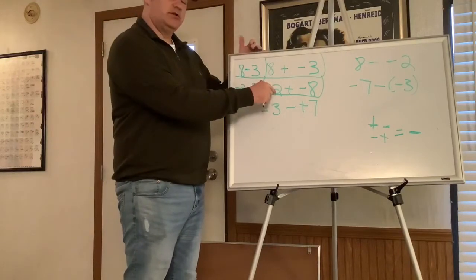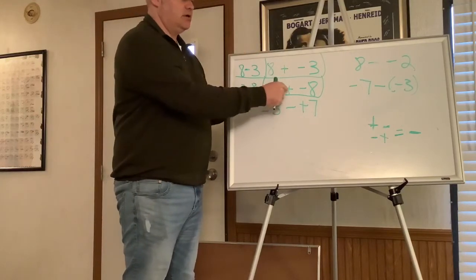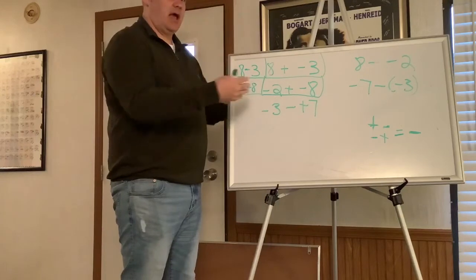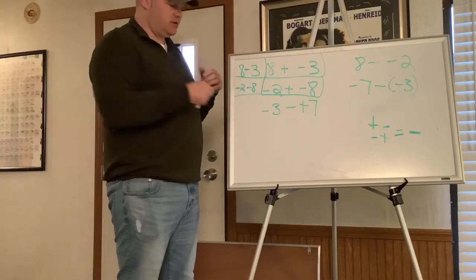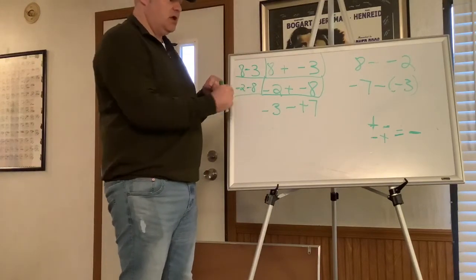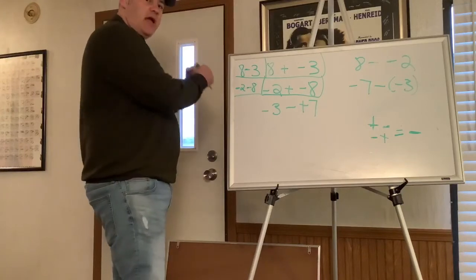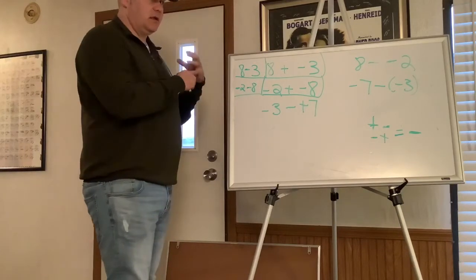That would be like your $2 in the hole, and you're going to add in more debt. You're going to add in more 8, so you're going to go further down. If you were on the number line, you were 2 in the hole, and you went 8 further, so now you end up 10 in the hole.